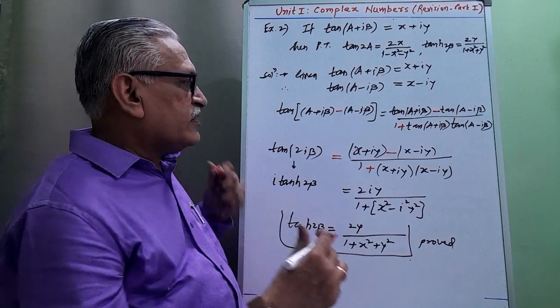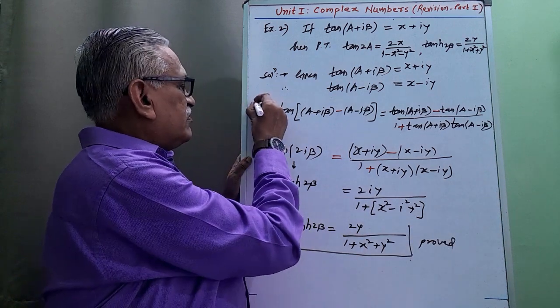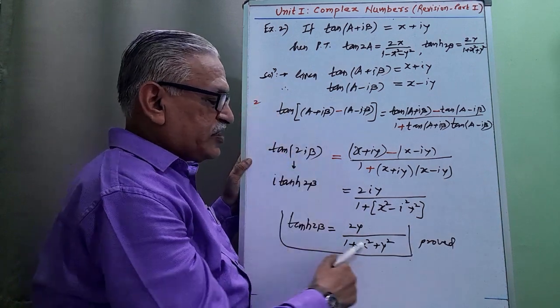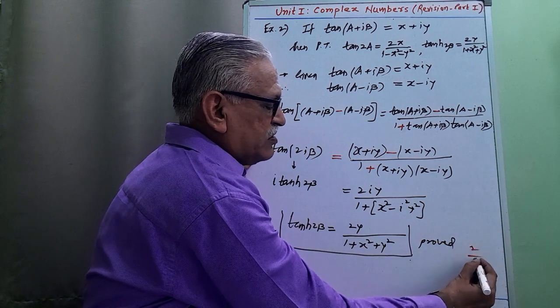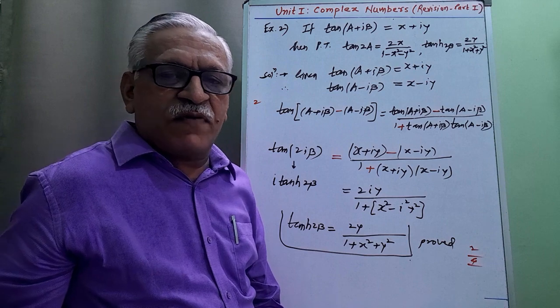Scheme of marking. To prove the first result, you will get 2 marks. And to prove the second result, we get 2 marks. Total 4 marks. This is the scheme of marking.